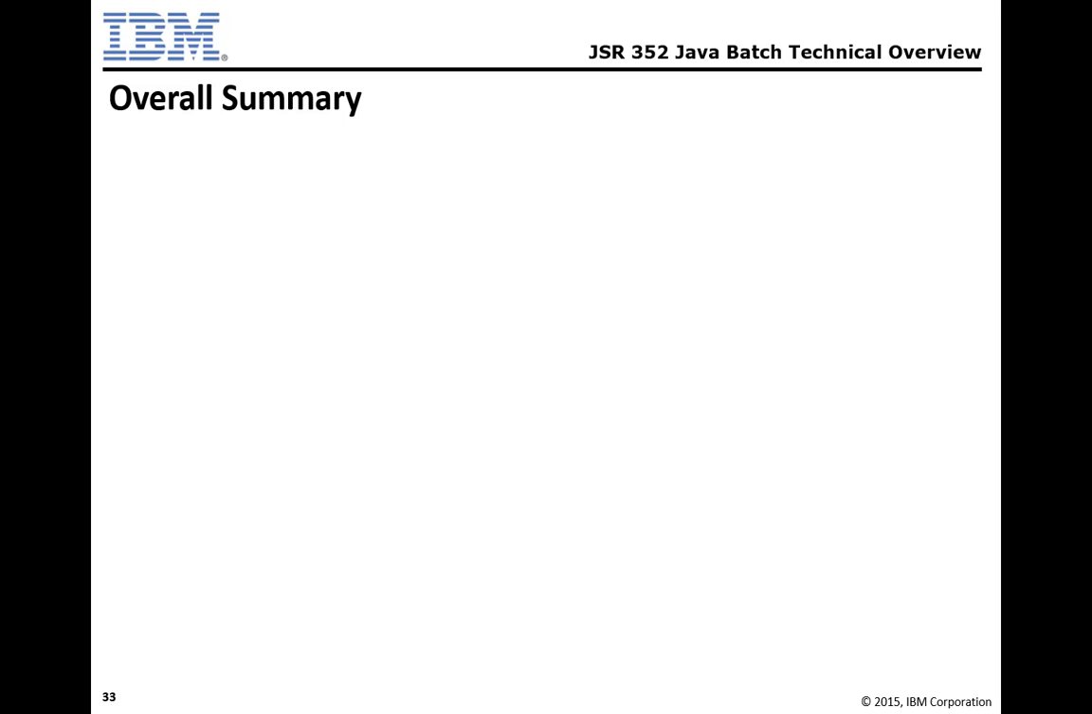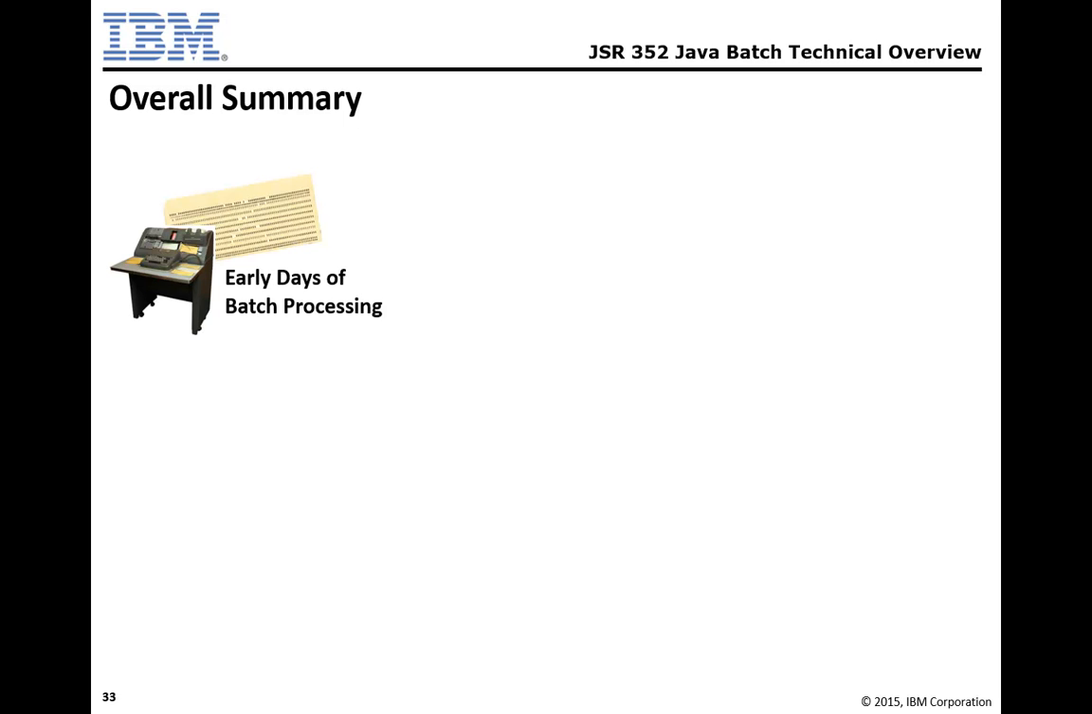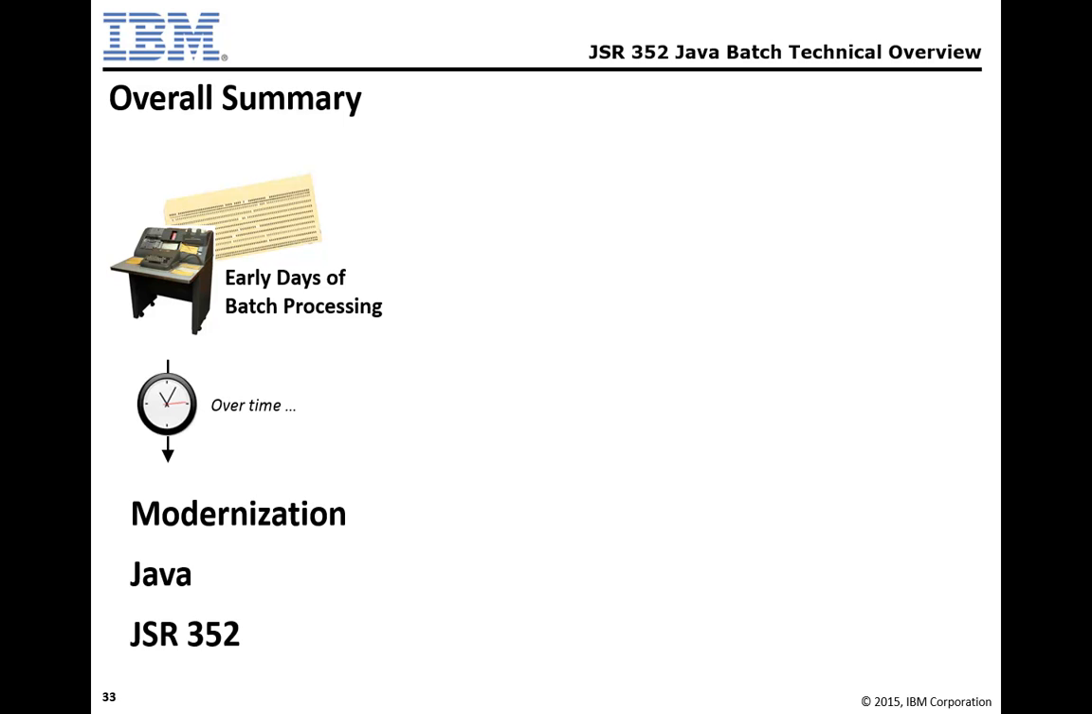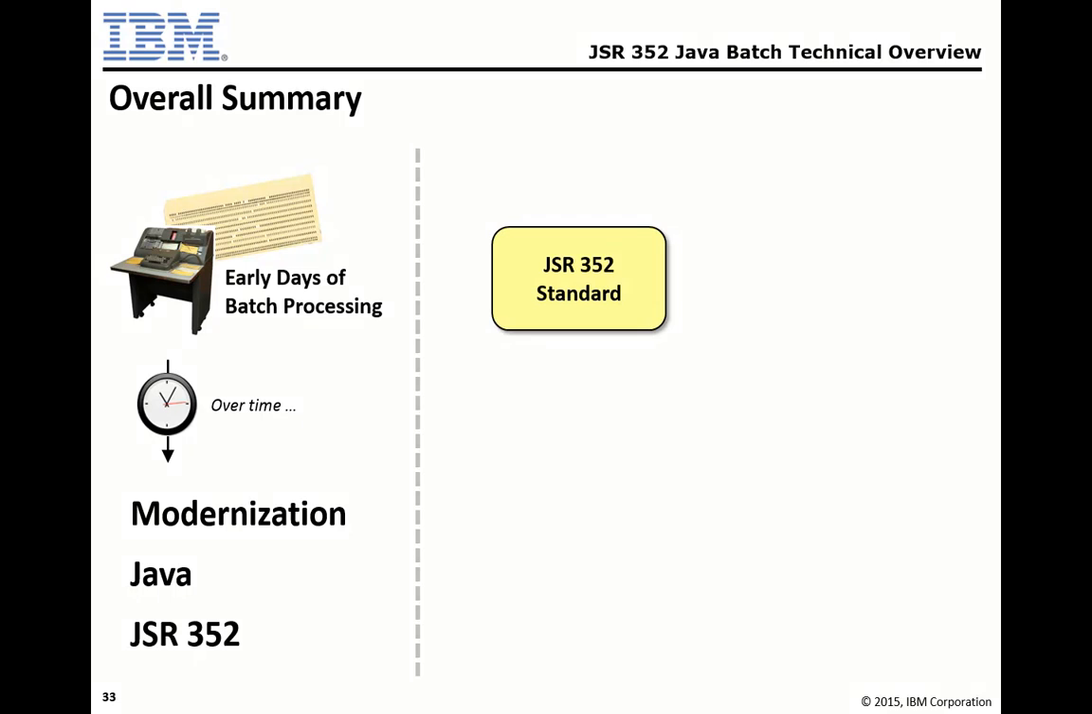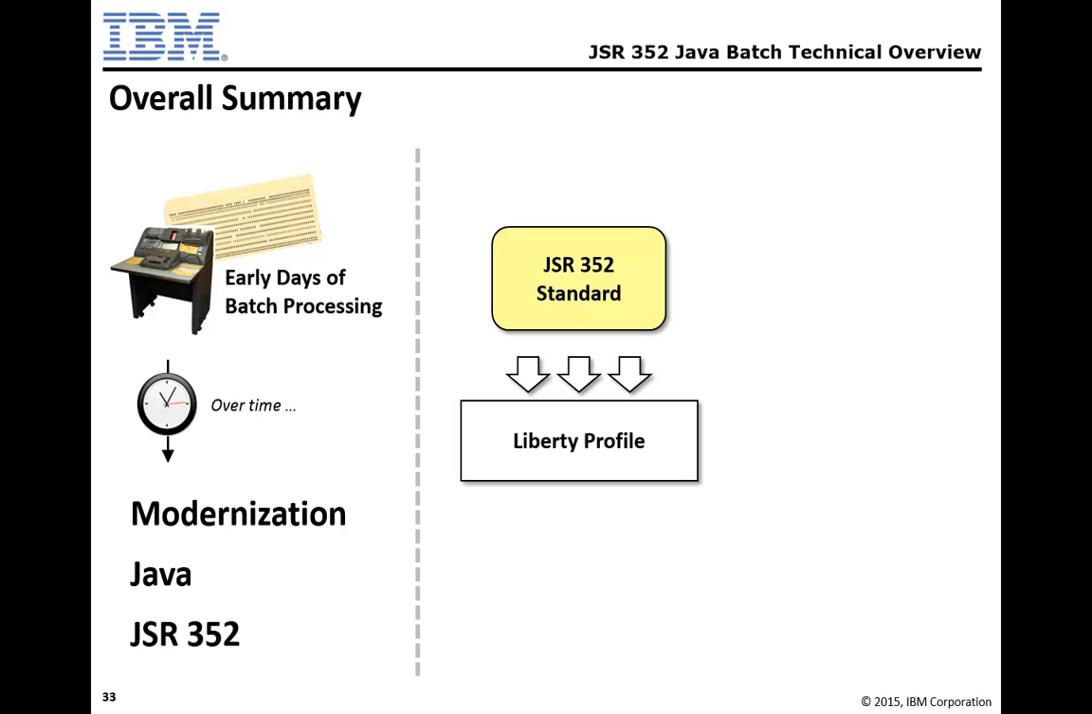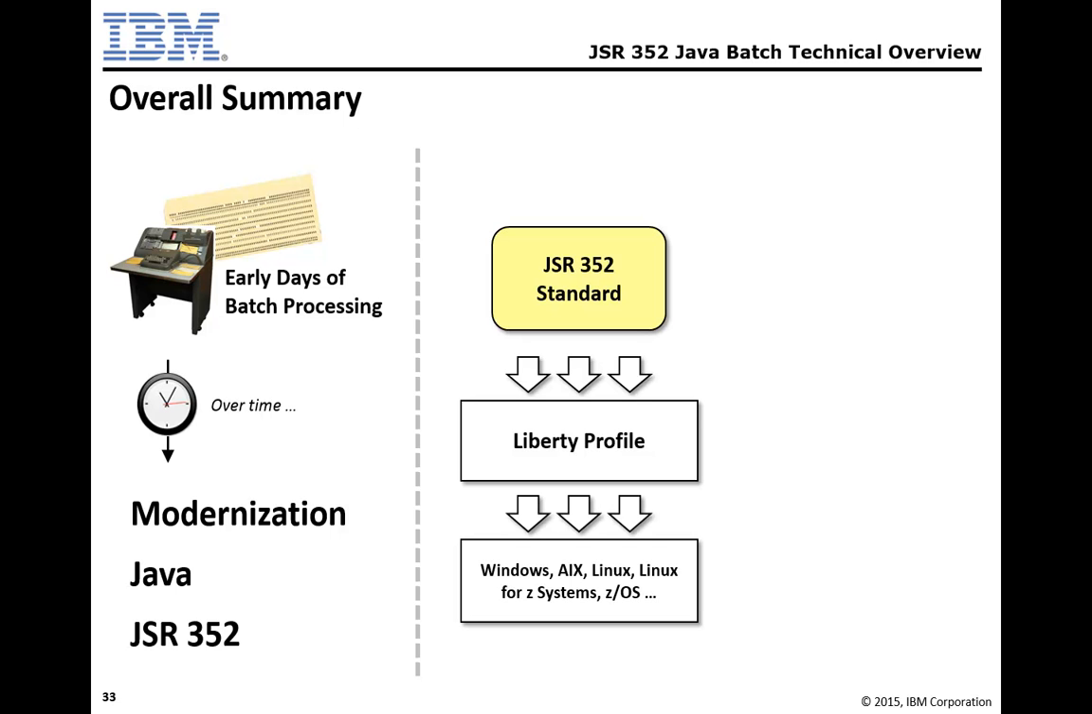And here's the overall summary. Way back when, we had the early days of batch processing with punch cards and old computers. Over time, batch processing evolved with a push recently to modernization, Java and the JSR352 standard for Java batch. The JSR352 specification defines a standard set of interfaces for Java batch processing. IBM has implemented this to run on Liberty Profile, which runs on many different operating system platforms.